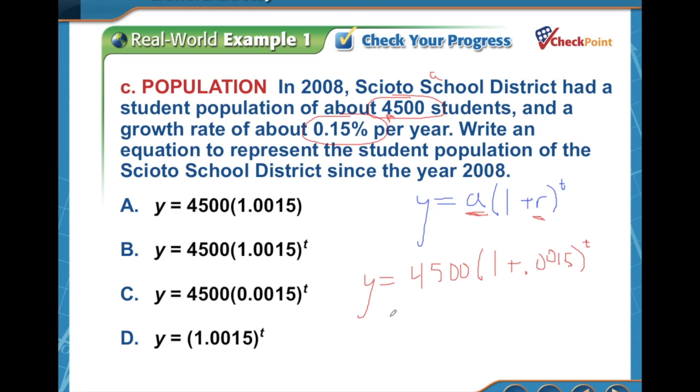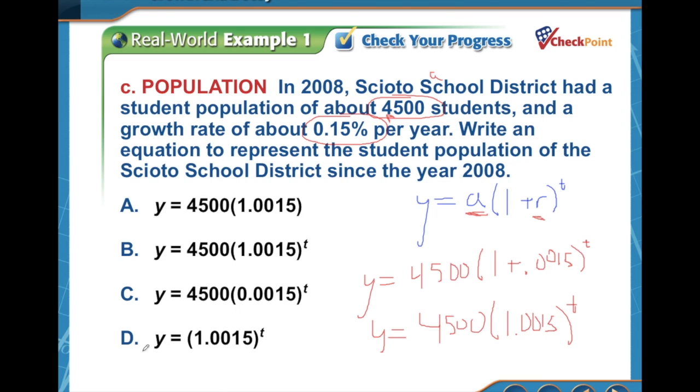So to finish off one more step, we can actually simplify 1 plus this decimal and just write that as 1.0015. So that being said, y equals 4,500 times 1.0015, all of that to the power of t.